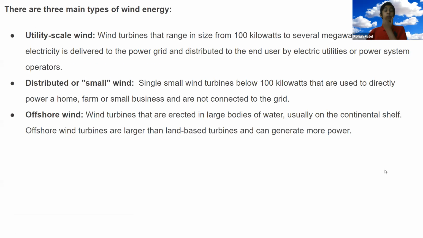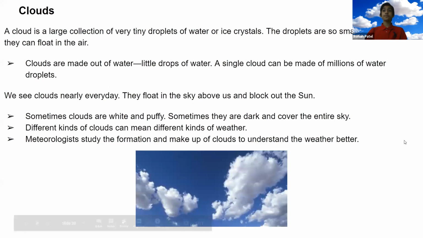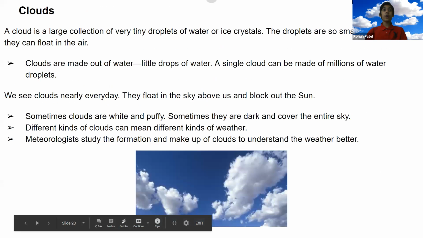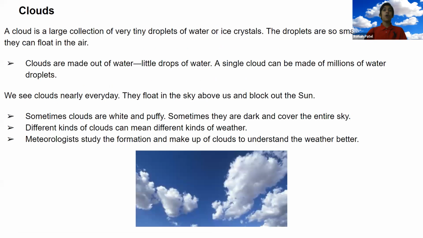Okay, so now let's move on to clouds. Clouds are a large collection of very tiny droplets of water or ice crystals. These are so small and light that they can float in air. Clouds are made of water, little drops of water. A single cloud can be made of millions of water droplets. We talked about that a lot in our water cycle lesson.